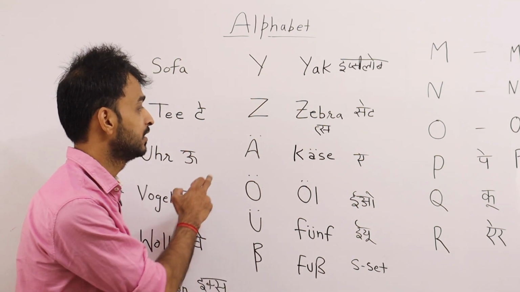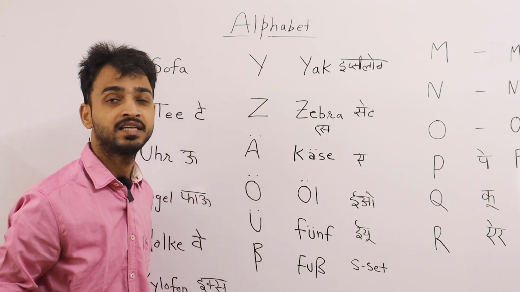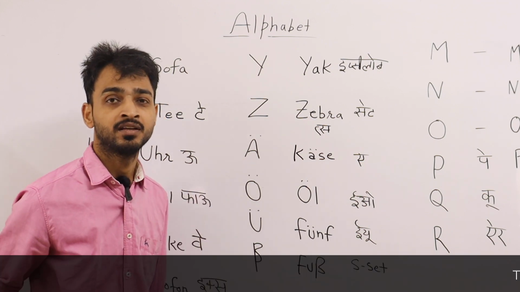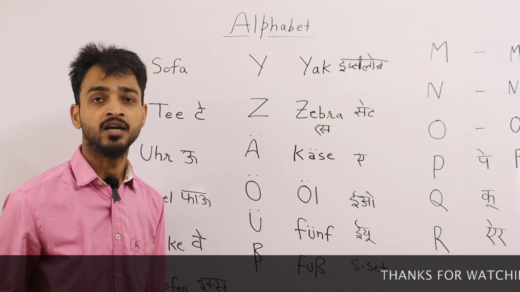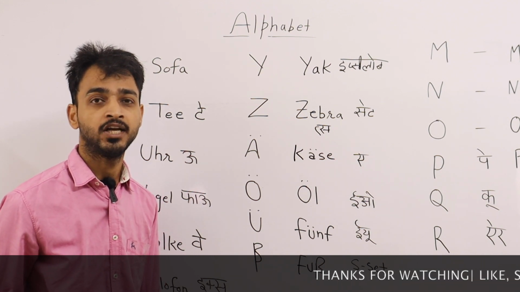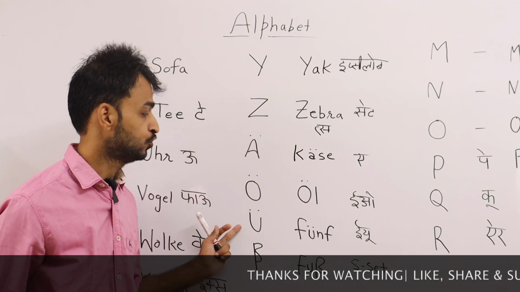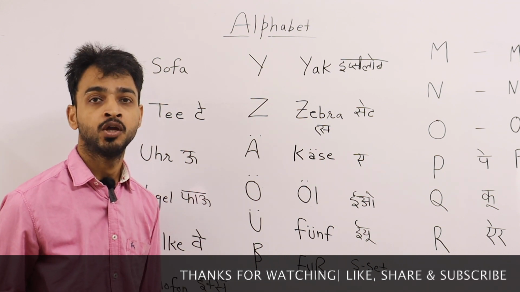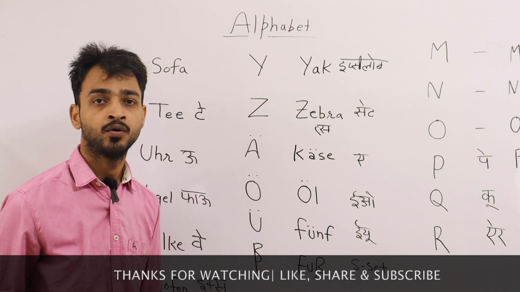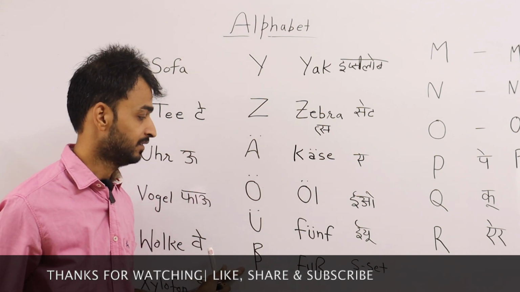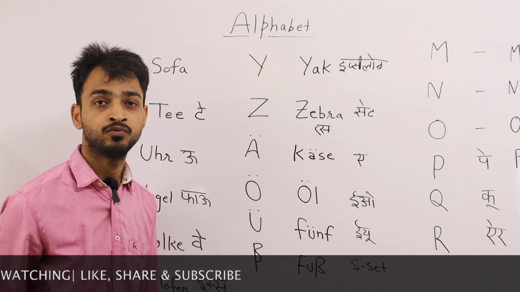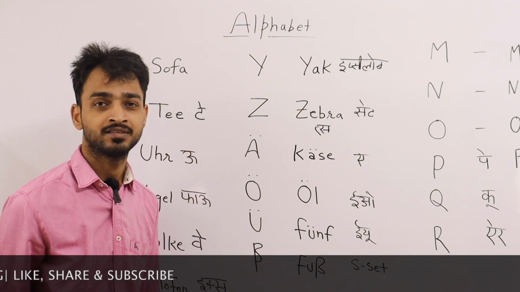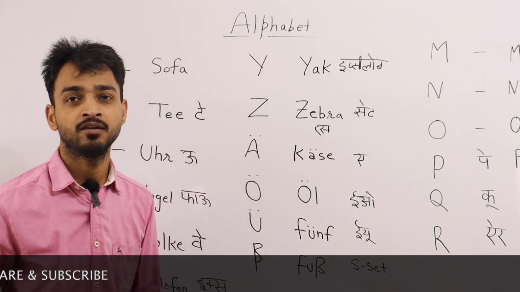The word is Käse. Käse means cheese. O umlaut, Öl. U umlaut, fünf, 5. Eszett, Fuß. Fuß means foot. So these are all the German alphabets.